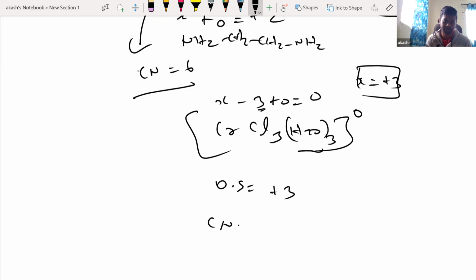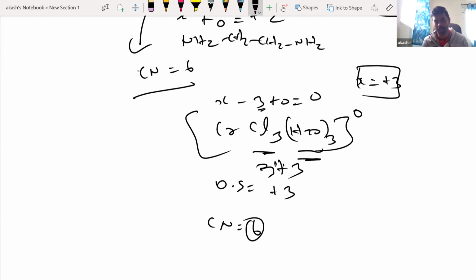What is the coordination number? 6, right? This is monodentate, this is also monodentate, so no problem. 3 plus 3 is going to become 6. That is your coordination number. The number of monodentate ligands surrounding the metal is your coordination number.